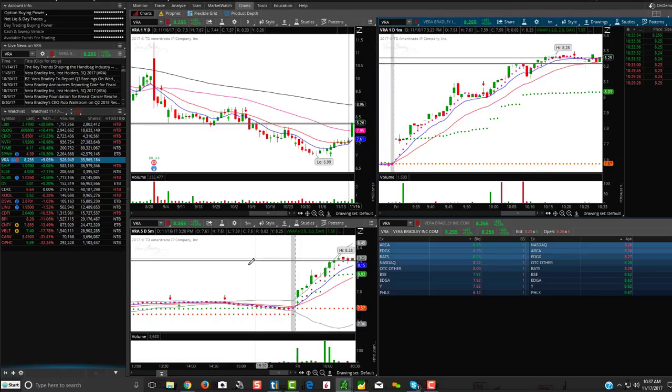Then you can see this line over here is a daily resistance line. It has to break above it for potential continuation. As you can see, once it broke above, it's now retesting, and you can see it's hitting right off those 5 SMA lines.